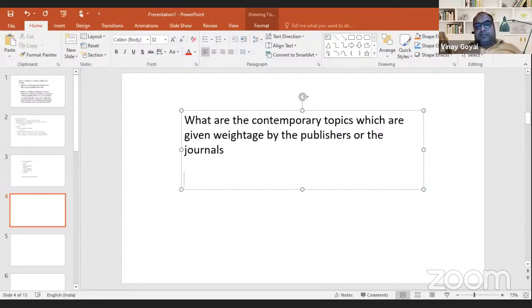So you have to find out the contemporary topics based on your interest. You can see the various lists of contemporary topics, and then you can choose out of them, saying yes, this is the work I'm interested in. This is my area and I can do something in this. That is how you have to choose. How do you find this out? One is the conferences.